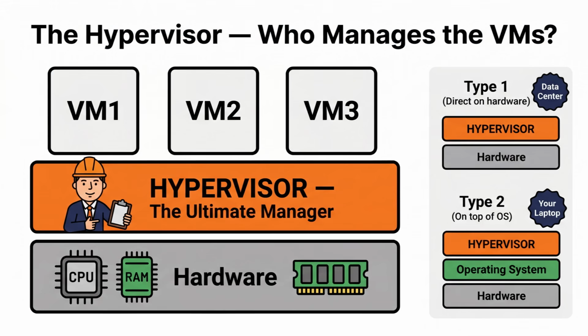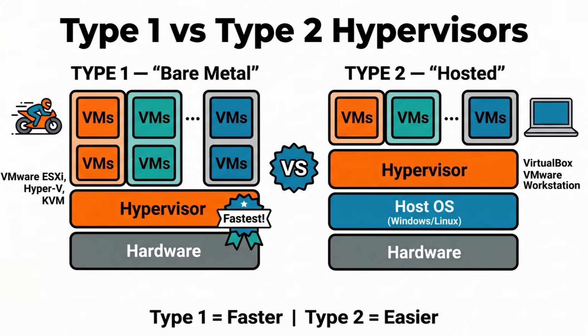That's the hypervisor. Think of the hypervisor as the ultimate manager. It sits between the hardware and all the virtual machines. It allocates CPU, memory, and storage to each VM. There are 2 types. Type 1 hypervisors run directly on hardware, like in data centers. Type 2 hypervisors run on top of an existing OS, like on your laptop. Let's dig into Type 1 and Type 2.